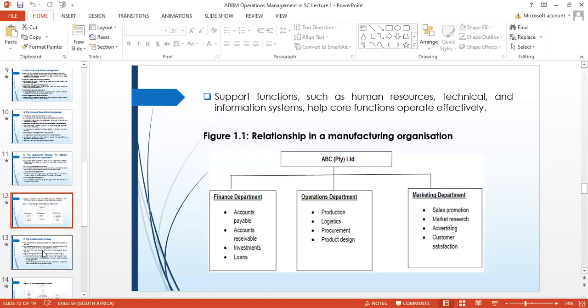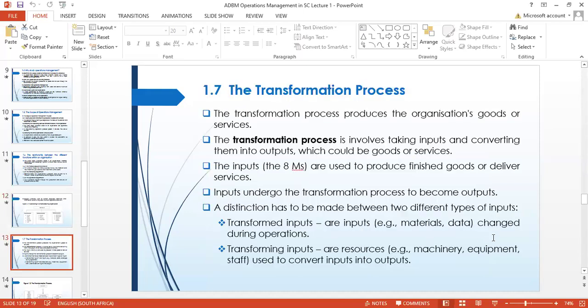From there, we go to the transformation process. Now let's look at the transformation process. We said products, raw materials are changed. So let's see what happens here. Goods are produced using the transformation process. Services are delivered using the transformation process.